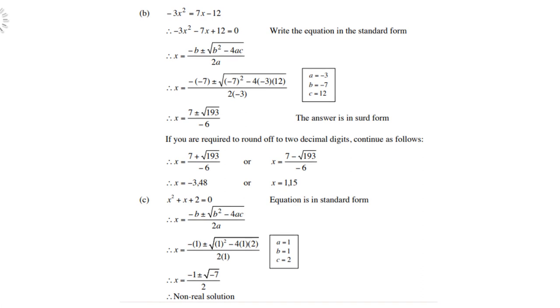Let's look at B now. Negative 3x squared equals 7x minus 12. So transfer the 7x and the 12 to the left-hand side. Identify a, b, and c. a is negative 3, b is negative 7, c is 12.